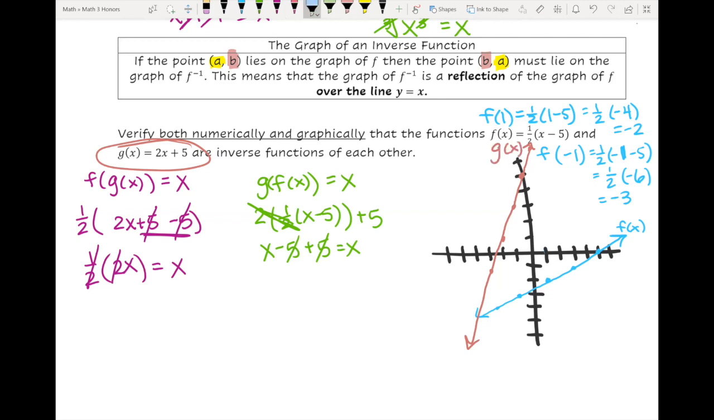What it says in the box is that you have to have a reflection of the graph of f over the line y equals x. So I'm going to draw the line y equals x. I'm going to make it like a dashed line so we can tell. It's this perfectly diagonal y equals x.